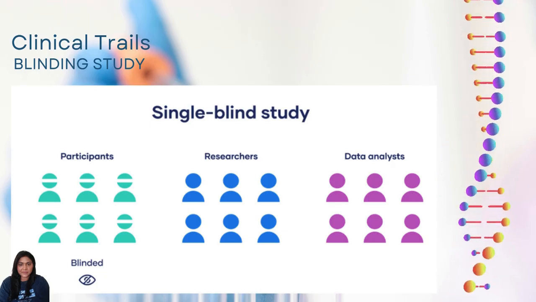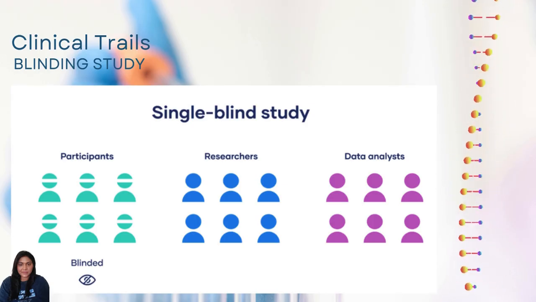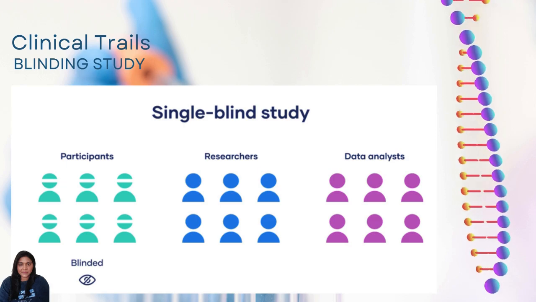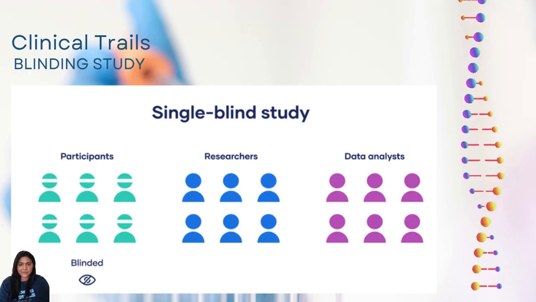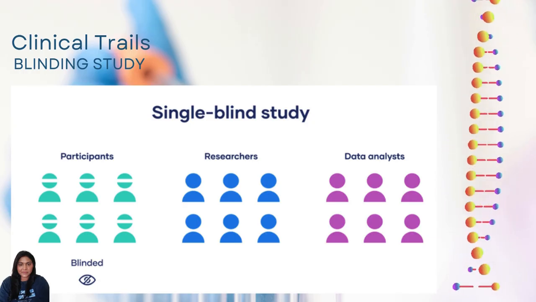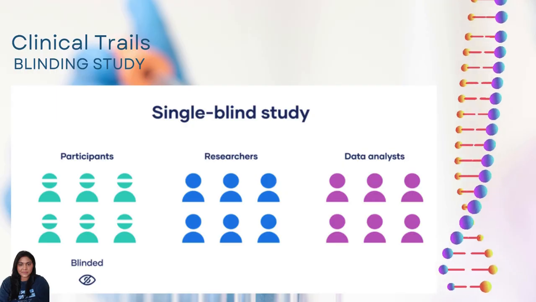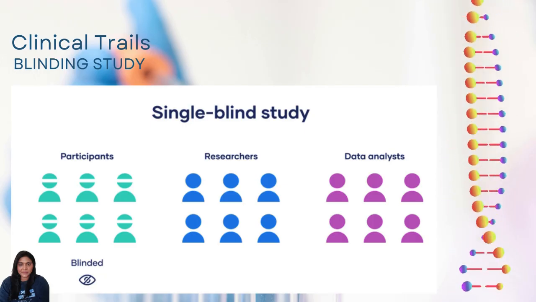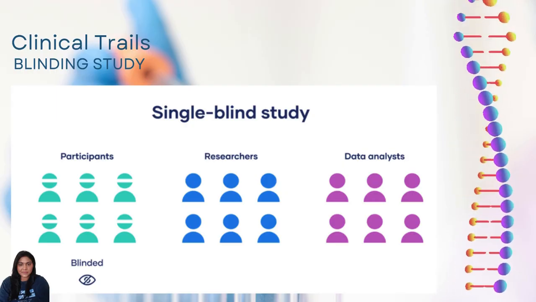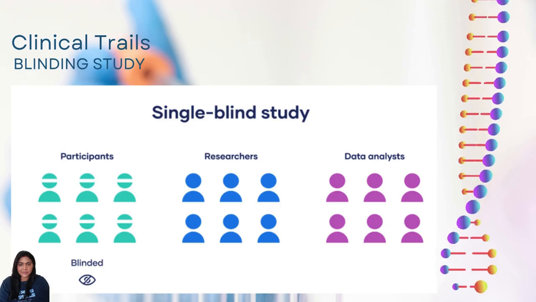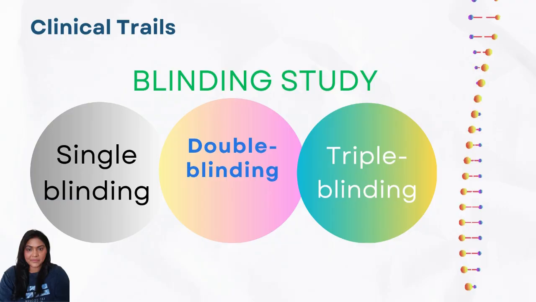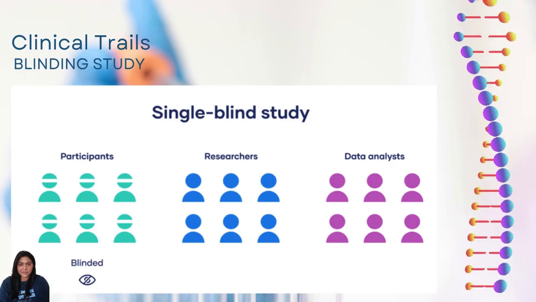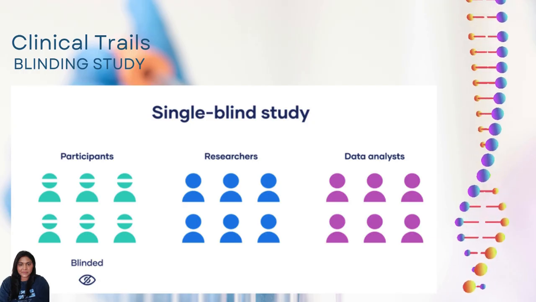In a single blind experiment, participants do not know which group they have been placed in until after the experiment has completed. Single blinding basically reduces the treatment biases. So in a single blind study, the participant is blinded, means the participant is not aware about the treatment, but the researcher and data analysis team are aware.